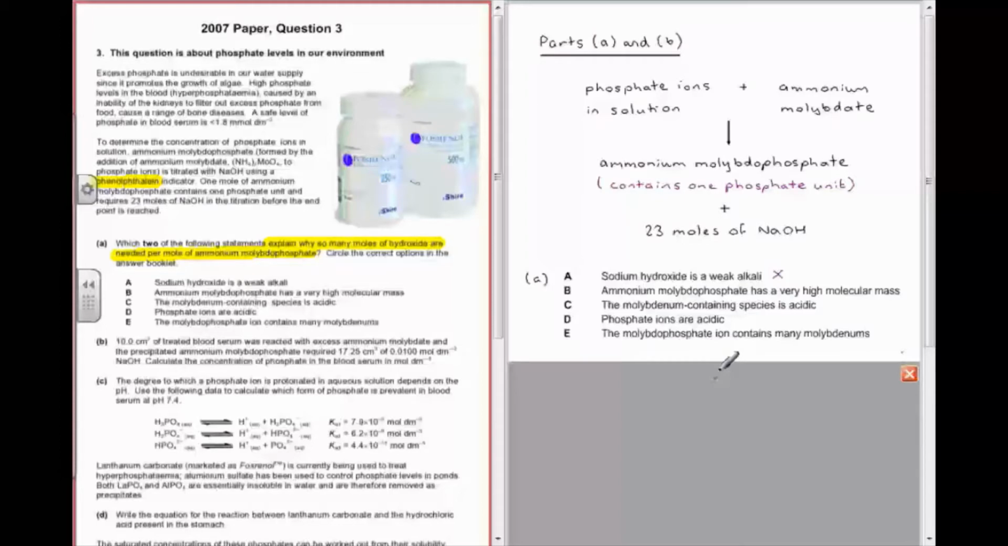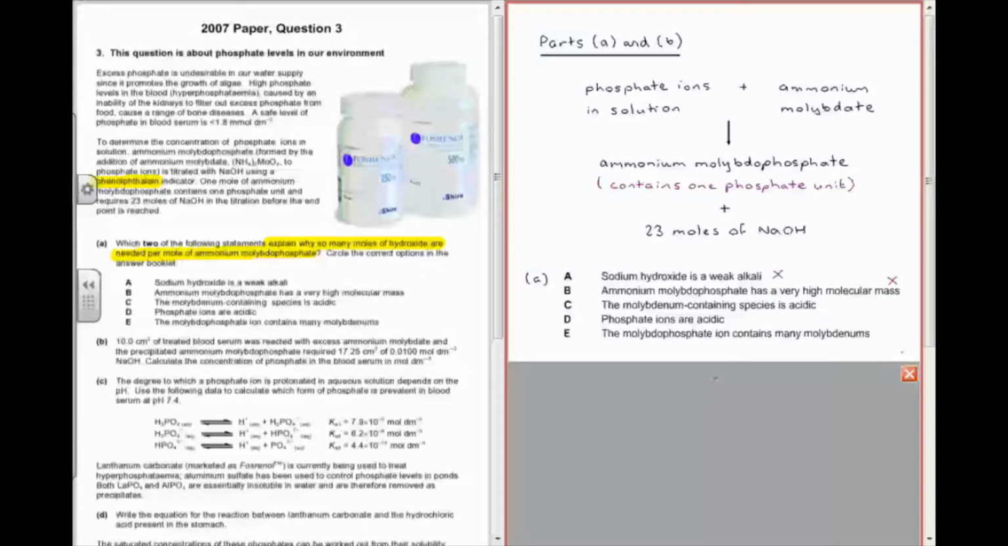Statement B is that ammonium molybdophosphate has a very high molecular mass. Although we do not know the formula of the compound, we can imagine that this is probably true. However, the mass of the compound would not help to explain why so many moles of alkali are needed, as with titrations it is the number of moles of the compounds involved which is important, and so we can disregard statement B.